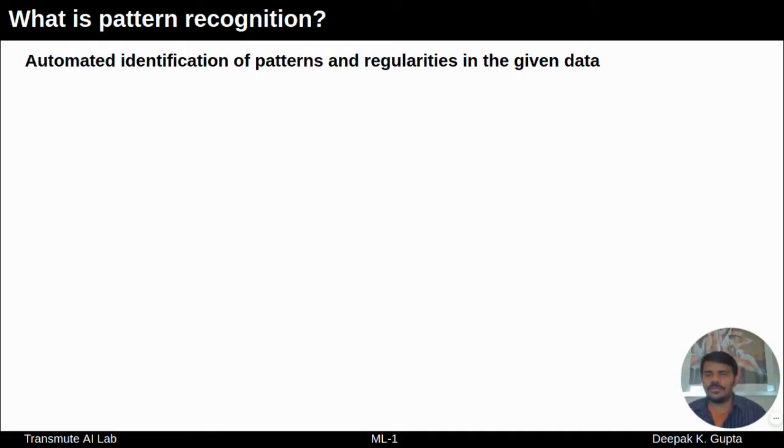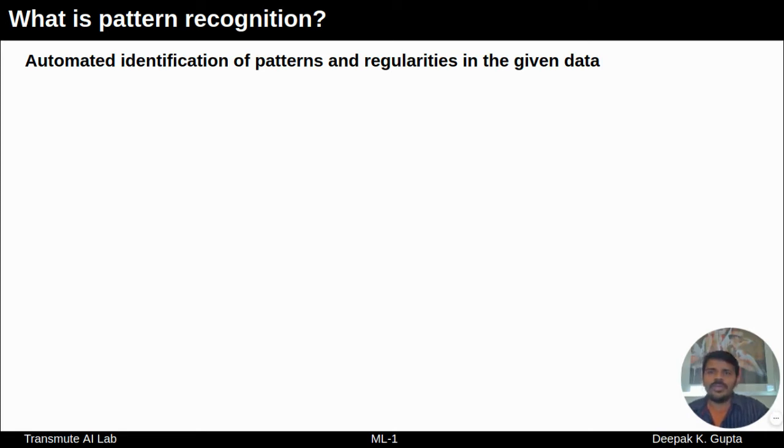As the name sounds, it just refers to identification of the patterns and the regularities in the given data. Data can be very rich, but if we do not have good algorithms or good approaches to extract those patterns from the data, that data is pure waste. So, pattern recognition refers to the set of algorithms which can be used to derive information from the data.